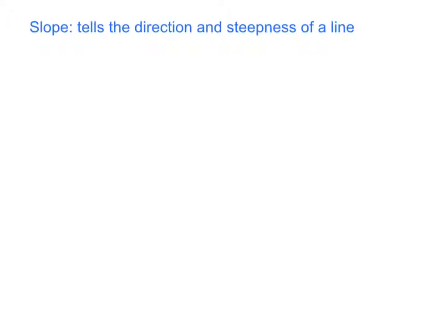So a couple of vocabulary things to start with. Remember, slope tells the direction and the steepness of a line. So the larger the number is, the larger the slope, the steeper the line is. And from now on, we are going to refer to slope with the variable m.